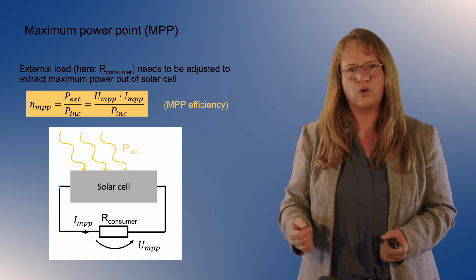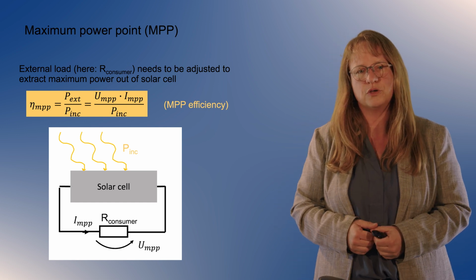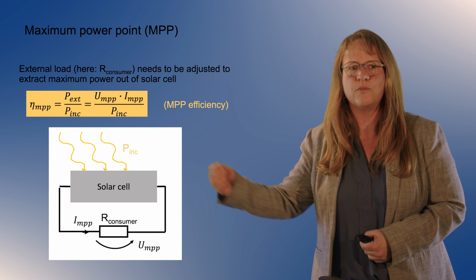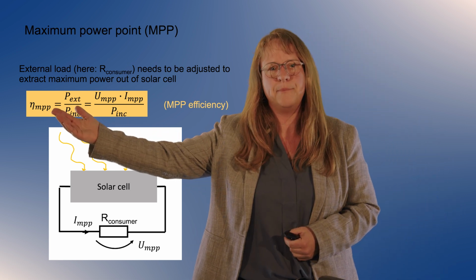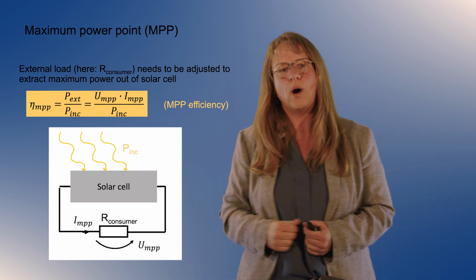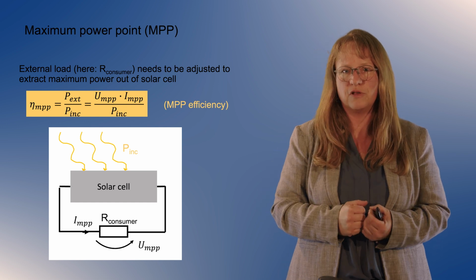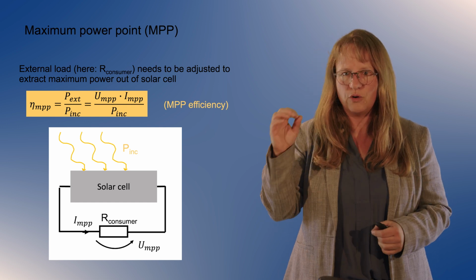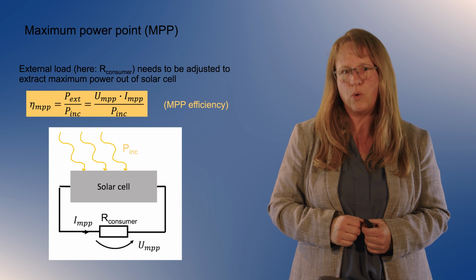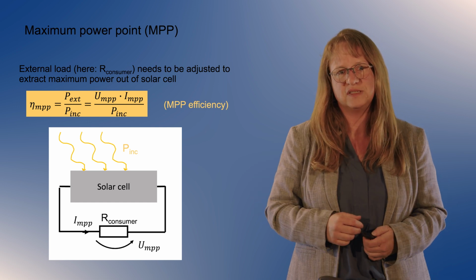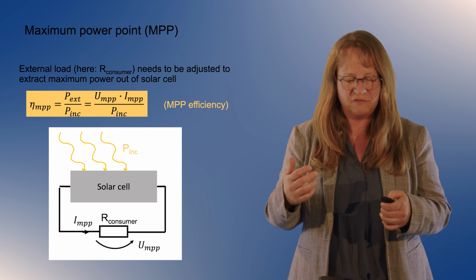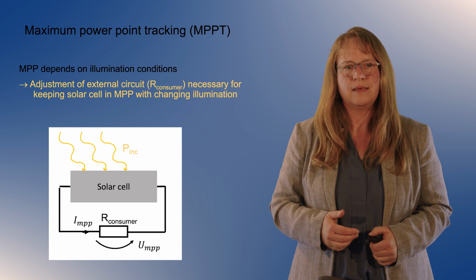So therefore, if you are at this maximum power point for your solar cell, then we can define the eta MPP, that is the maximum power point efficiency. So if you have done all the adjustment of the load, practically then you're at your maximum power point, and that is then the maximum efficiency you can get out of the given solar cell.